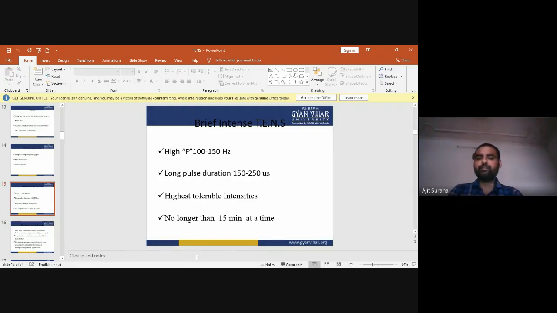Now, the third one is the brief intense TENS. The frequency of the brief intense TENS is 100 to 150 hertz. They have a long pulse duration, which is 150 to 250 microseconds.